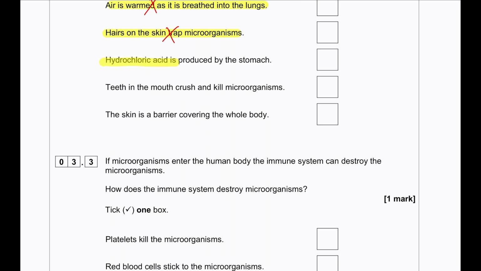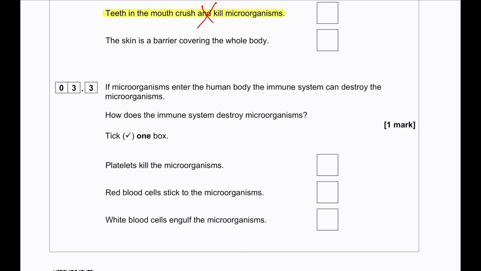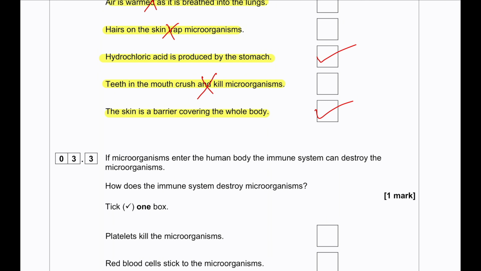Hydrochloric acid is produced by the stomach. Yes, definitely this acts as a chemical barrier because hydrochloric acid will kill any bacteria that comes in contact with it. Teeth in the mouth crush and kill microorganisms. Well, microorganisms are too small to be killed by the teeth, so that's not going to be the answer. The skin is a barrier covering the whole body. Unless there is a tear in our skin, we usually don't get any types of bacteria, viruses, fungi, or protists entering right through the skin because it's a very good barrier.